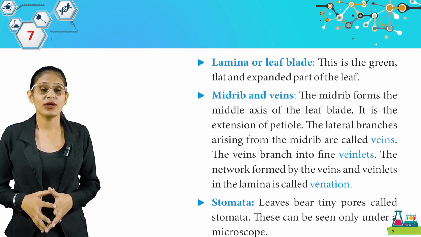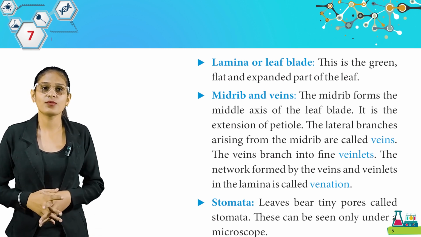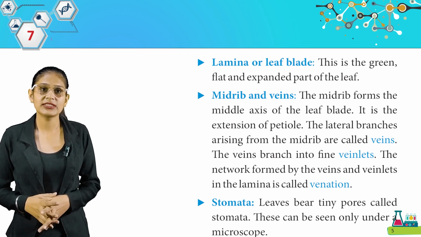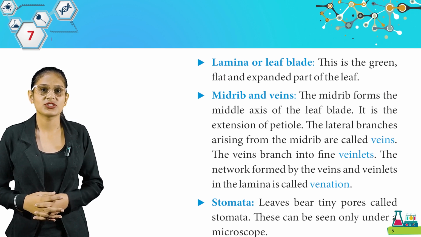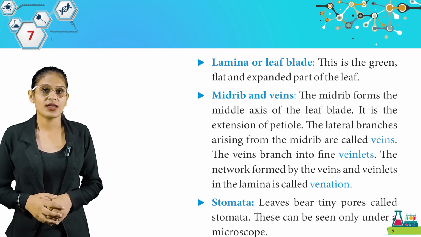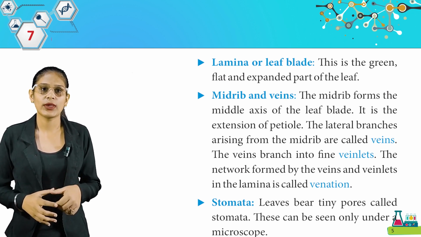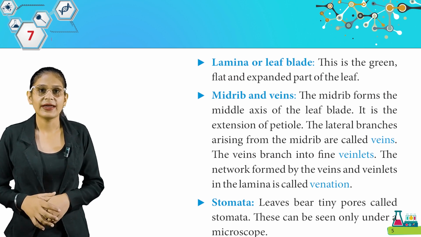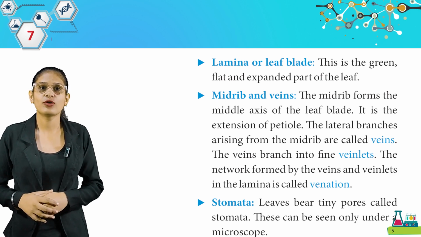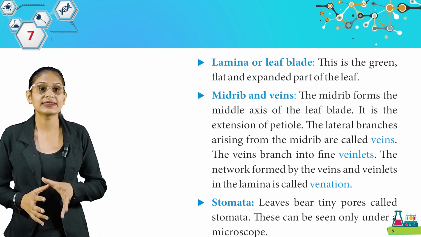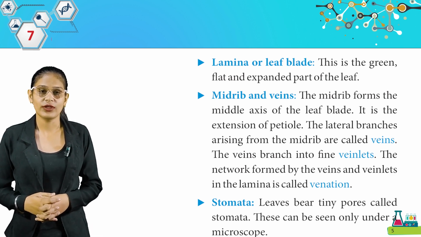Come to the next, midrib and veins. The midrib forms the middle axis of the leaf blade. It is the extension of the petiole. The lateral branches arising from the midrib are called veins. The veins branch into fine veinlets. The network formed by the veins and veinlets in the lamina is called venation.